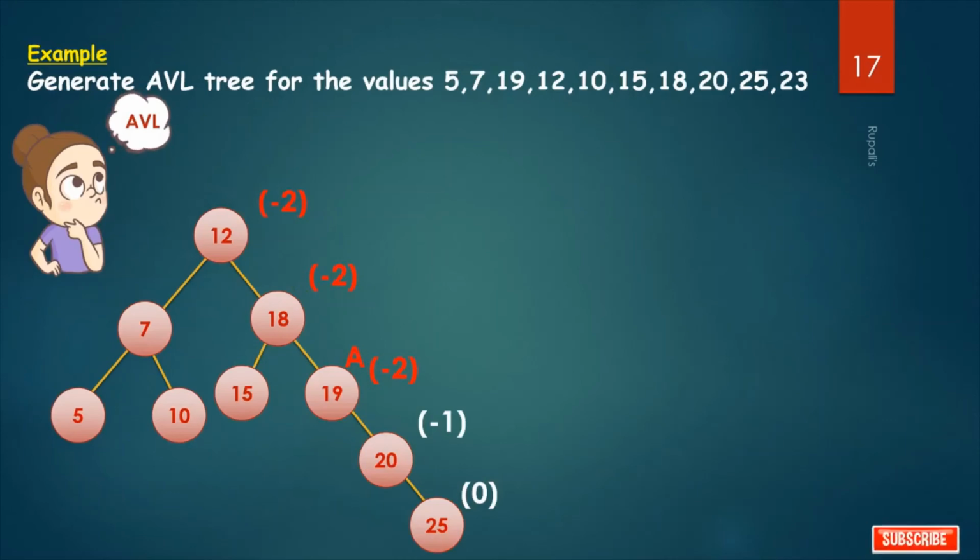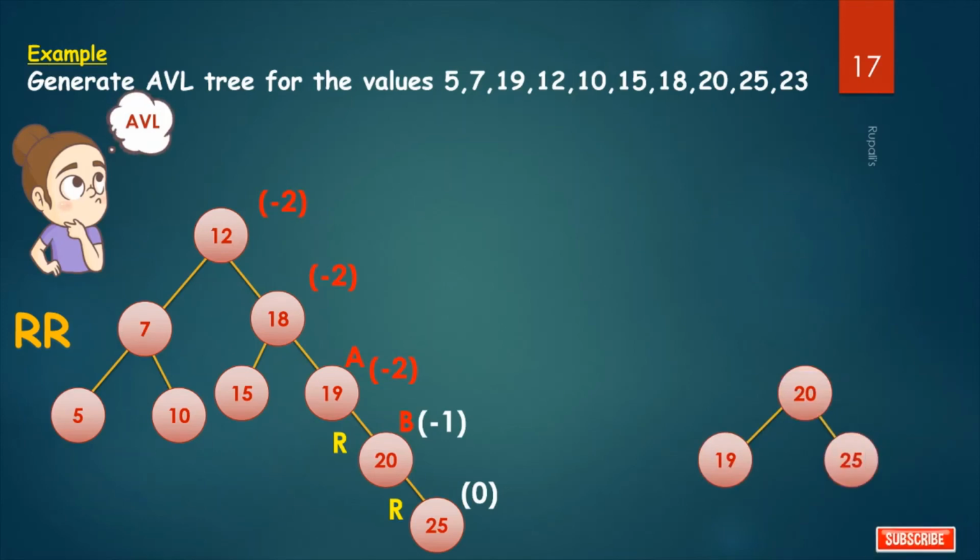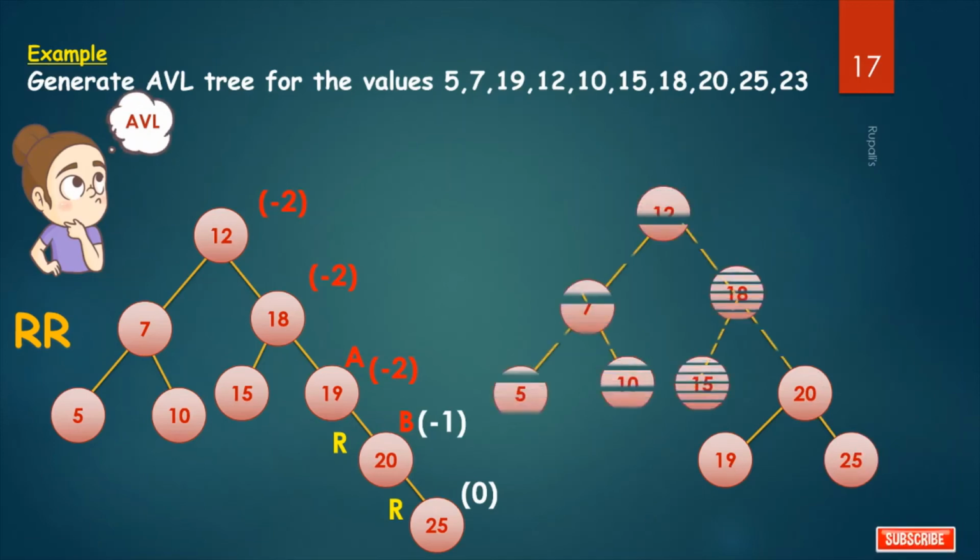Which one is our B node? Child of A, it is B. Which rotation is required? R rotation is required. So in case of R rotation, identify A and B, then make A a child of B. So make A a child of B. B is the parent node, A is the child node, and 25 is the right child, 19 is the left child, and the whole tree is here.